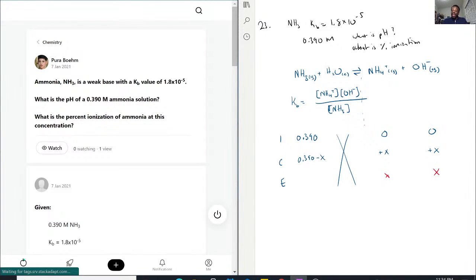So that's what we're actually going to check right now. So we're going to do the concentration of NH3 over the Kb and see what we get. So 0.390 over 1.8 times 10 to the negative 5. Hopefully it is greater than 1,000, so we don't have to do a quadratic equation for this. So with that being said, we would have 0.390 divided by 1.8 times 10 to the negative 5.